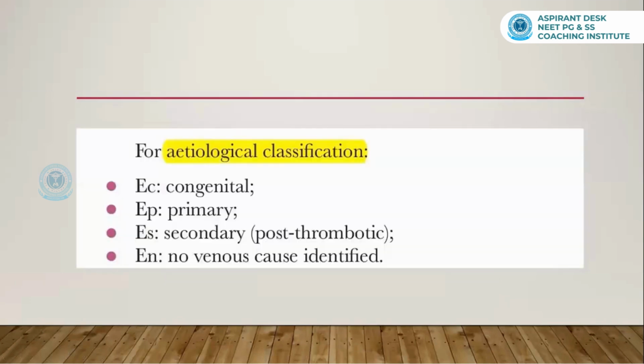Okay, for the etiological classification, E for etiological: EC is congenital, EP is primary, ES is secondary, like post thrombotic varicose veins. EN is no venous cause identified. Okay, this is for etiological.